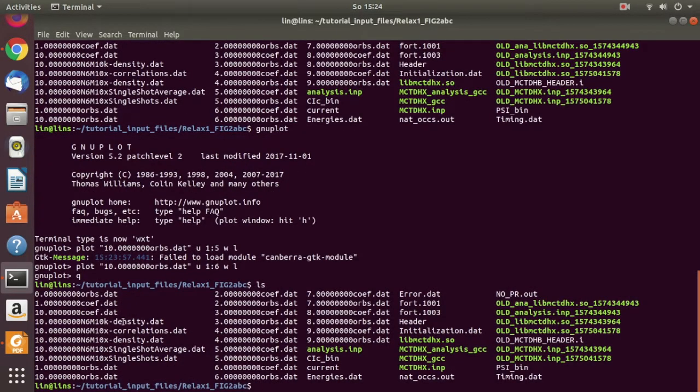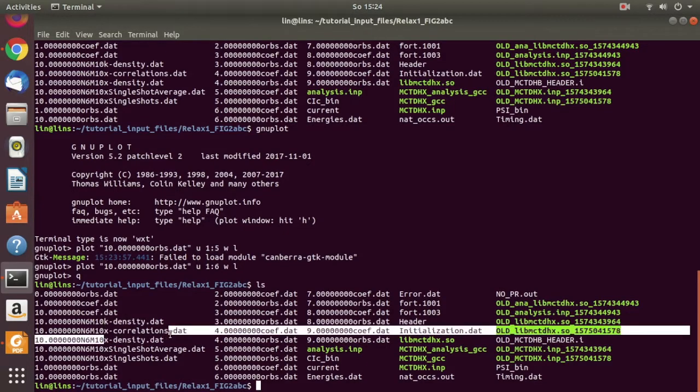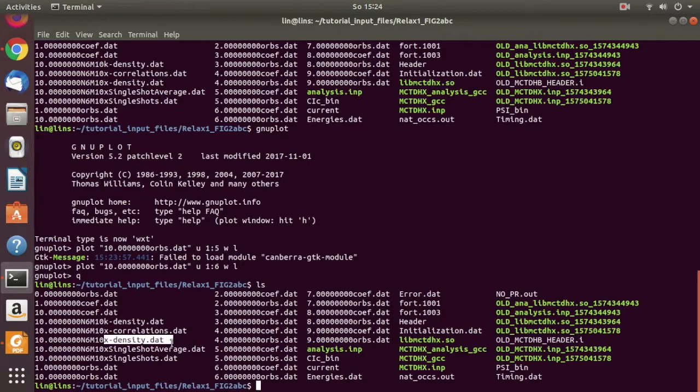And the next files we are interested in are the results of the analysis. This includes, for example, the k-density.dat files, which show us the density distribution in momentum space, and these x-density files are the results in real space. Also the correlations in real space, and the single-shot images, x-single-shots.dat and x-single-shot-average.dat files. First of all, let's look at the k-density and x-density files.